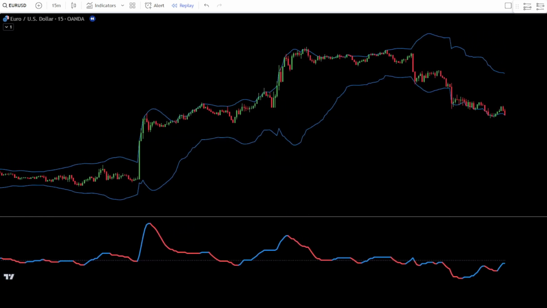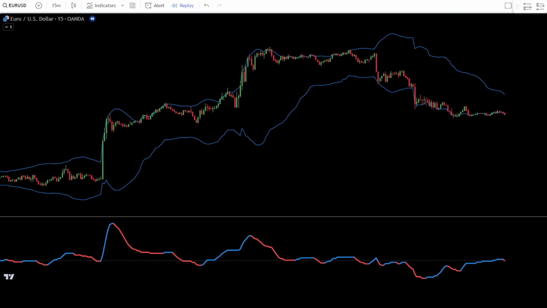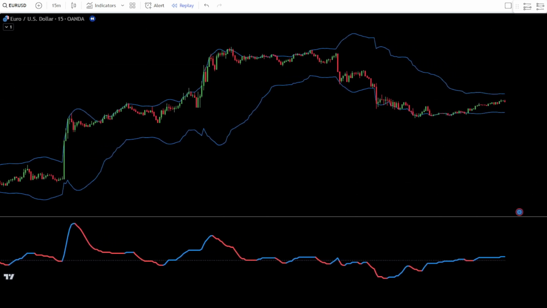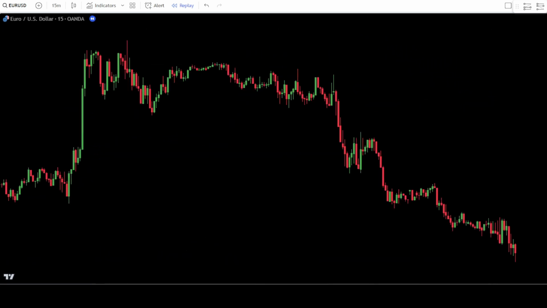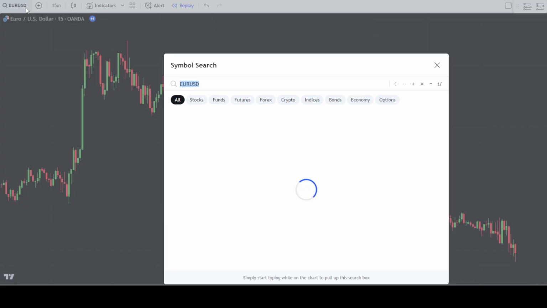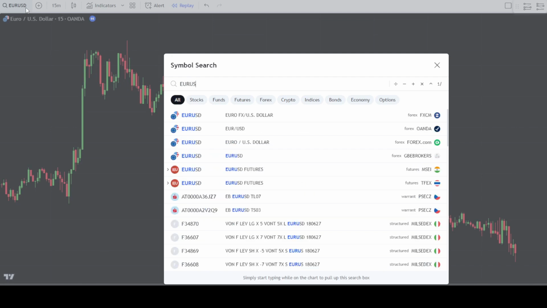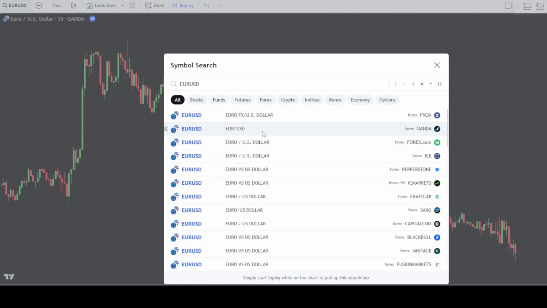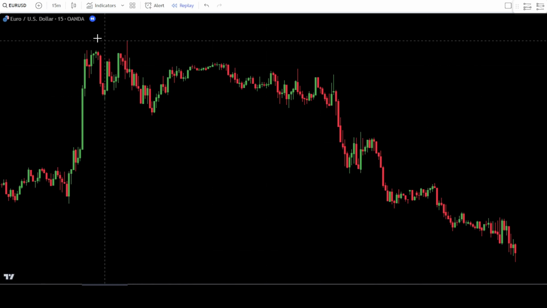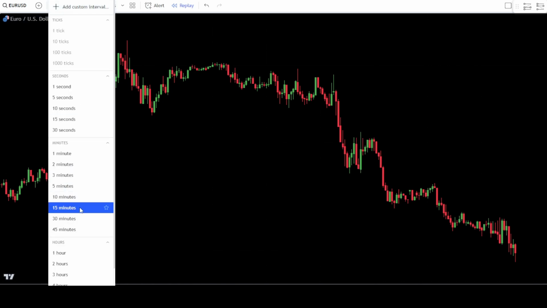Let's get started. To use this scalping strategy, you can go to Tradingview. For this example, we will use the Euro-USD pair. Now set the pair to Euro-USD. Next, set the time frame to 15 minutes.